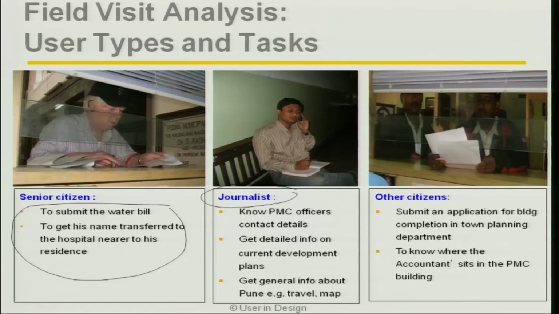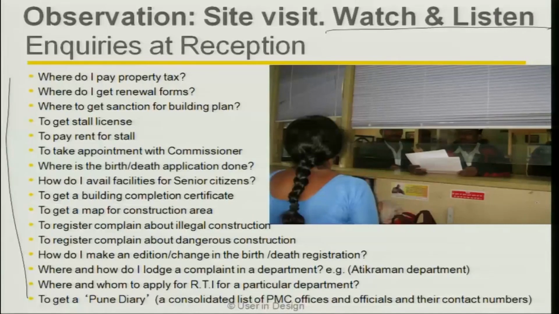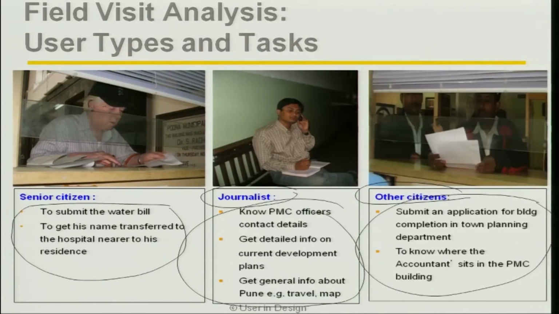There are journalists who come there. What are the kind of information that they are interested in? And then other citizens that come, what are the kind of information that they are interested in? You can see how this has moved from this long random list to something that is more sense making, that is something that is more categorized and classified information, okay?